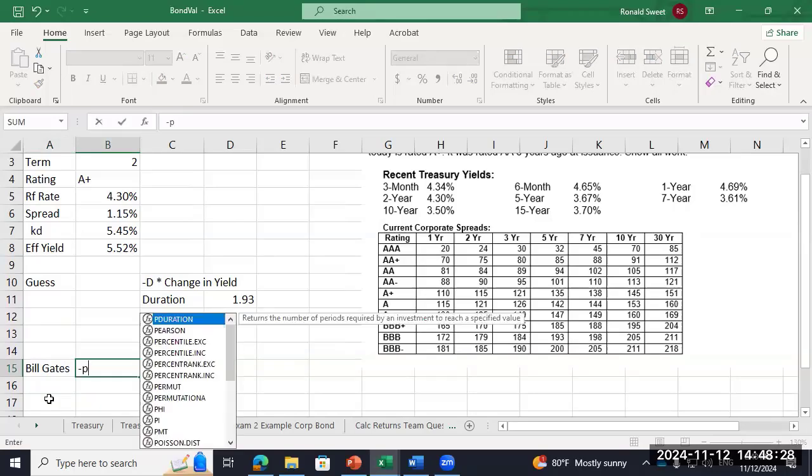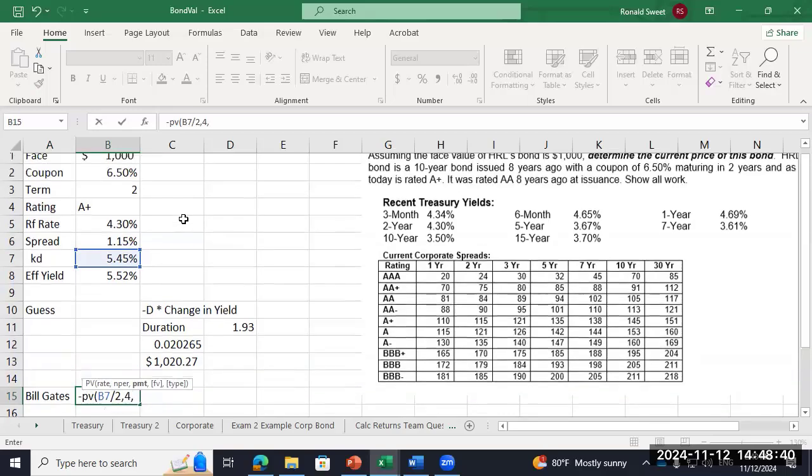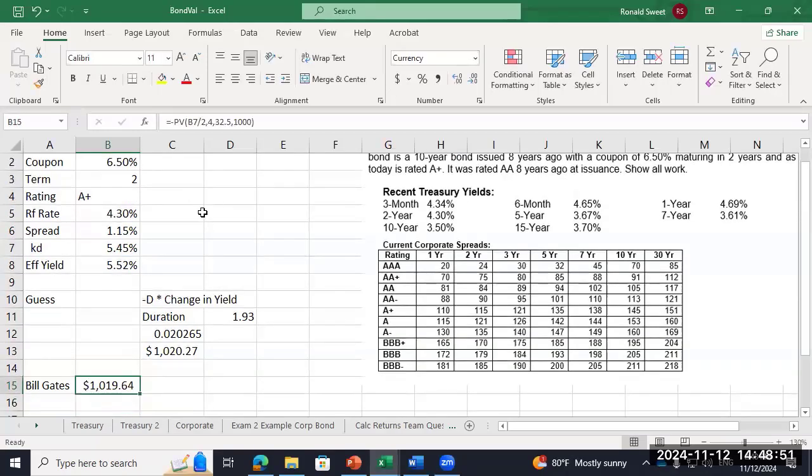I never do, but minus present value times the rate is 5.45% divided by 2. The number of periods is 4 because it's 2 years, but it pays twice a year. It's going to pay how much? 32.5. And what's the future value? $1,000. Does that look possible?